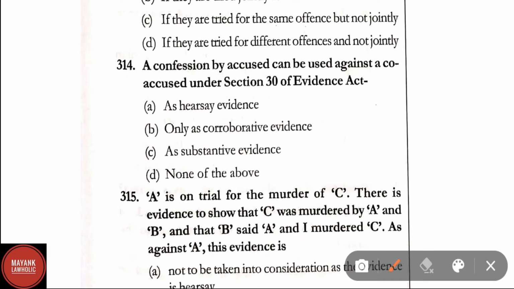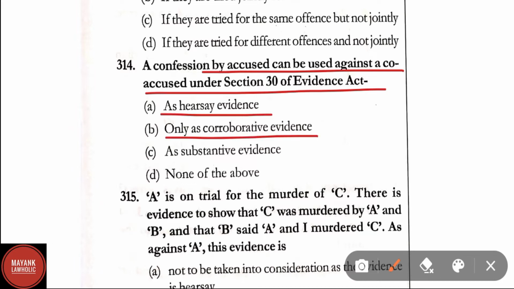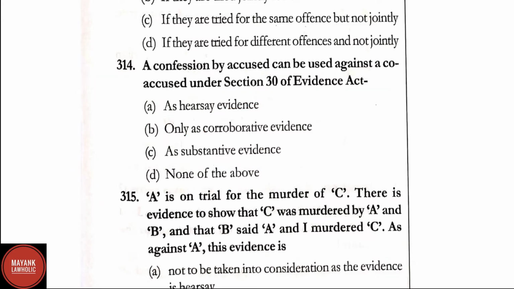Question number 314. A confession by accused can be used against a co-accused under section 30 of Evidence Act as hearsay evidence, only as corroborative evidence, as substantive evidence, none of the above. Correct answer is option B, that is only as corroborative evidence.